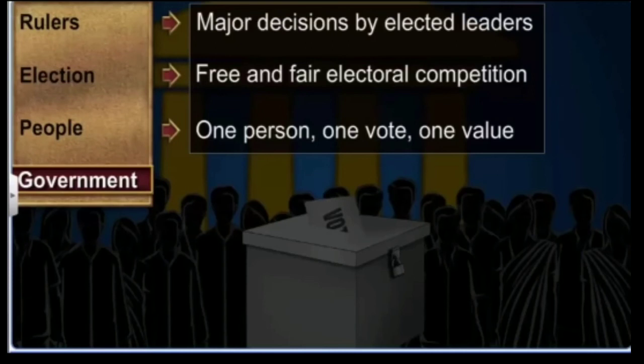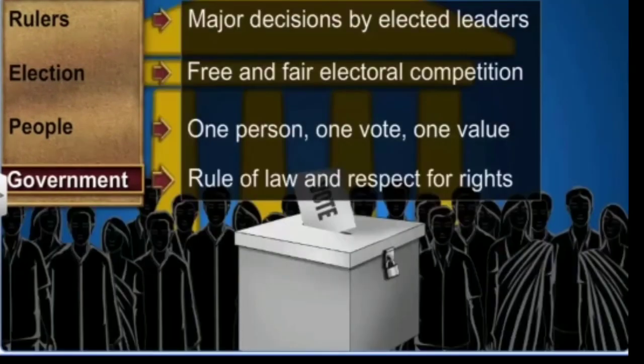Next is the people. The people are the ones who elect their leaders and their representatives. And in a democracy, people are the major part of a democracy, which shows one person, one vote, and one value. The last is the government, and the government should be in the proposal of people. A government should stand for rule of law and respect for rights.